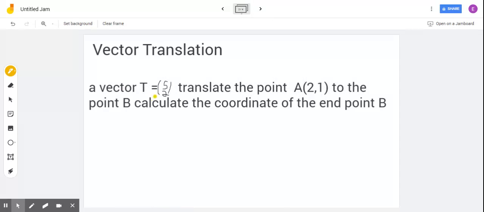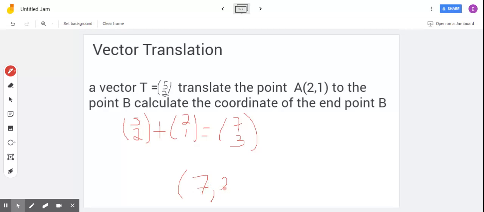We have a vector T, represented by the column vector (5, 2), which translates the point A (2, 1) to a point B, and we have to calculate the endpoint B, same thing. So all we have to do is take the vector T, which is (5, 2), and add that to (2, 1). So the vector is going to be (7, 3). To find the coordinate of B, all we have to do is flip this column vector into a coordinate. So the coordinate is just going to be (7, 3).